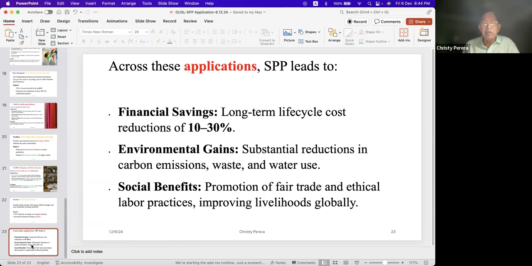Yes, that is correct. Not because of those examples, but it's happening because of sustainability. Social benefits: promotion of fair trade and ethical labor practices, improving livelihoods globally. It's very important. Social benefits.